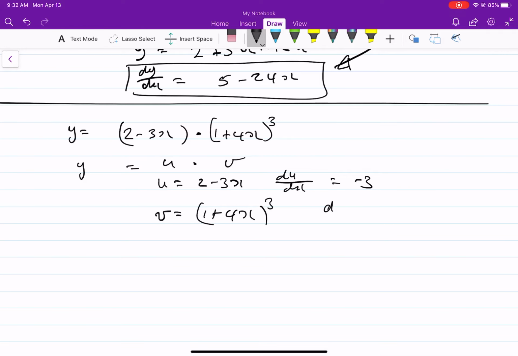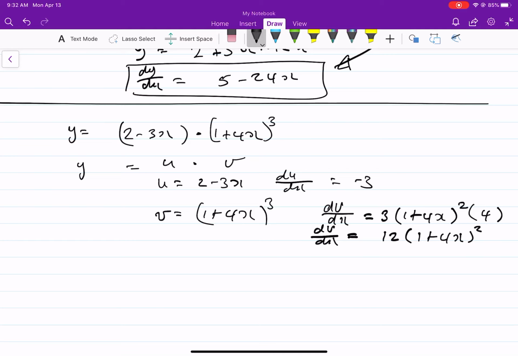So the dv dx, chain rule to get your dv dx, will give me, drop the power, 3 times what's in the bracket, 1 plus 4x, subtract 1 from the power, 2, multiply by the derivative of what's inside the brackets. When you differentiate 1 plus 4x, you just get 4. Tidy that up a little bit, and you get dv dx is equal to 12 into 1 plus 4x all squared.